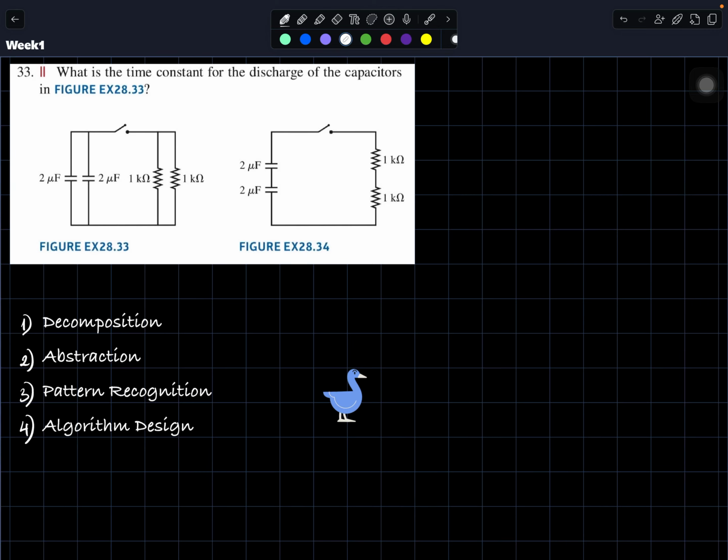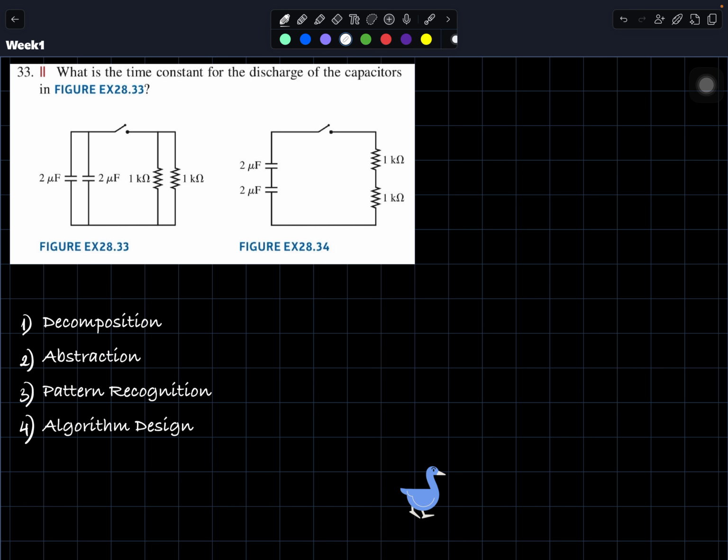Hi everyone, in this video I will be solving two RC circuit problems using the PRADA computational thinking framework, and then I will be supporting my solutions with simulation in Multisim. The first question is a B-level question, and the next one is a challenging problem. Both are from Randall. So let's have a look at the first question.